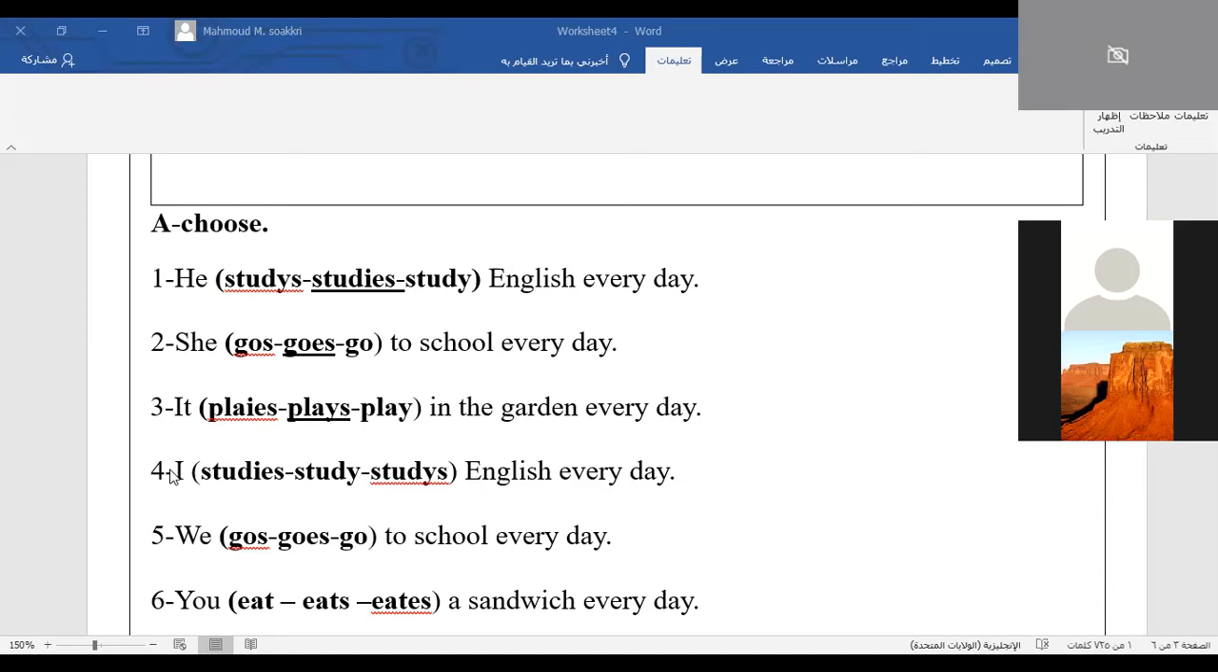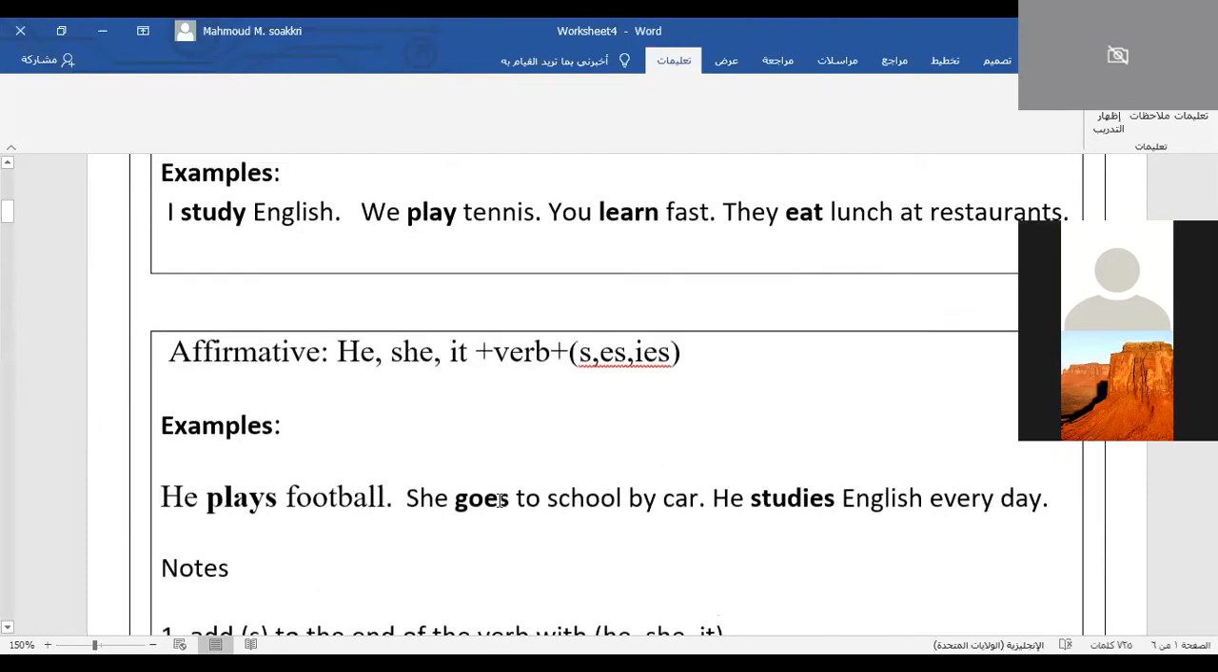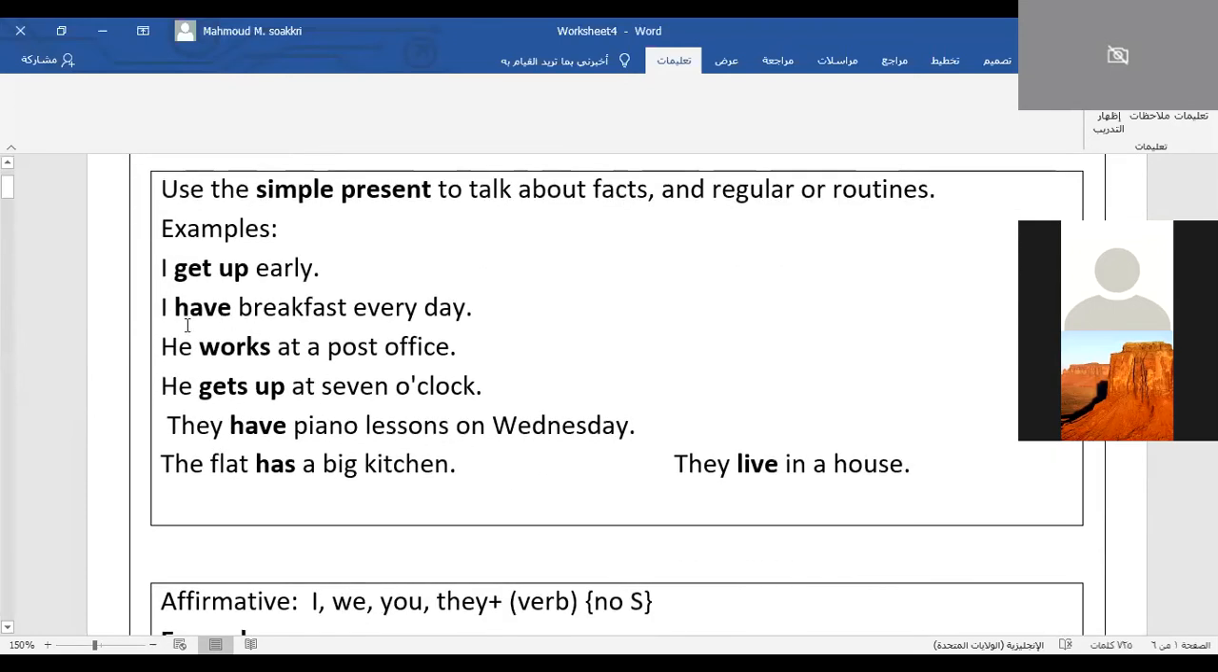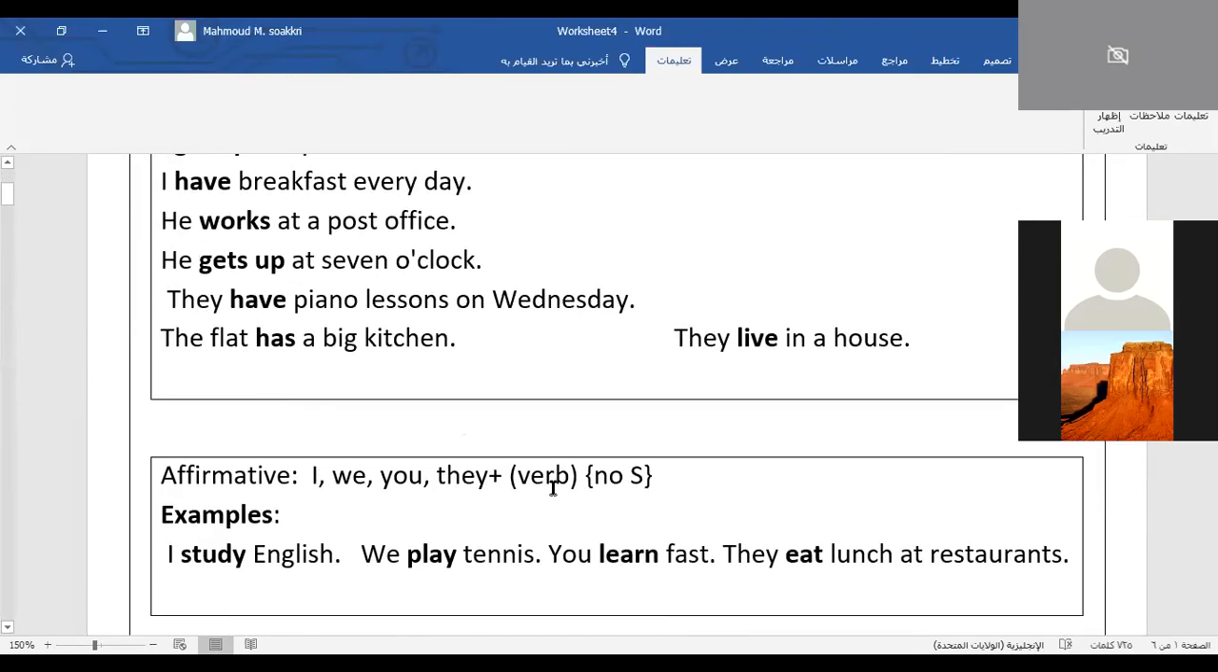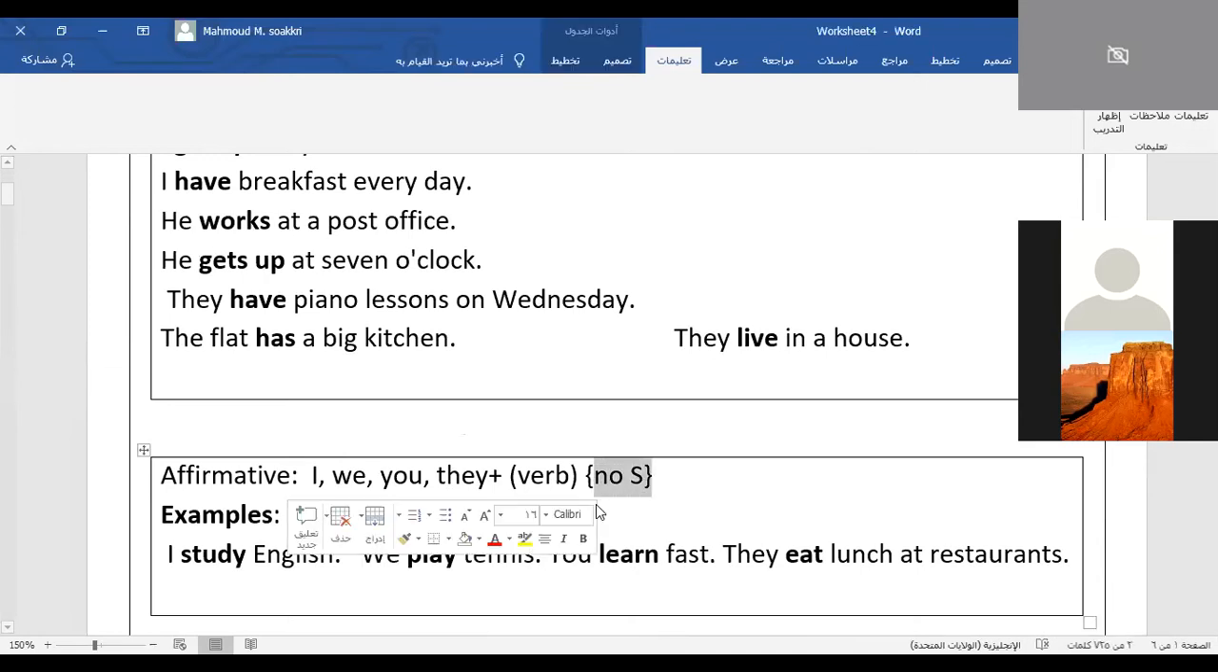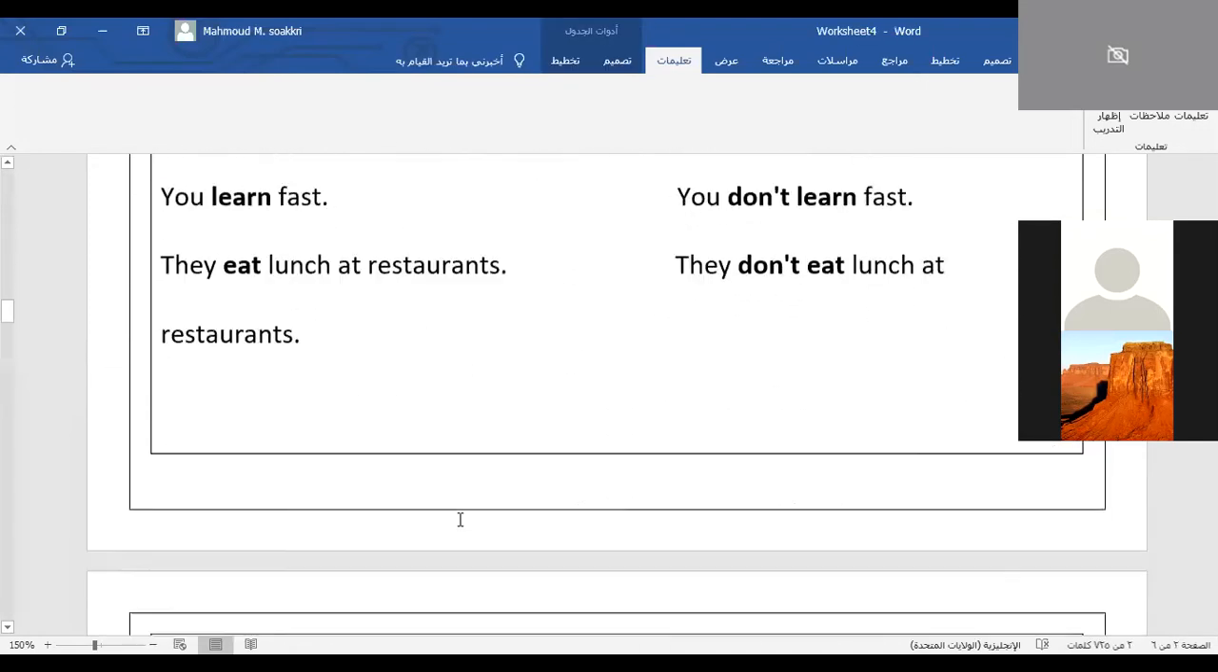I study English every day. Well done, Ahmed Mustafa. Here, as Ahmed Mustafa said, we choose study. We will not change Y into IES, and also we will not add S. Why, students? Because as the grammar rule says, with I, we, you, and they, we put the verb without S. So the correct answer is I study.